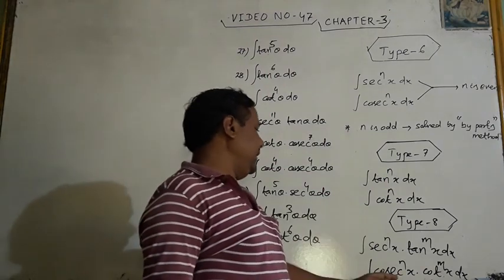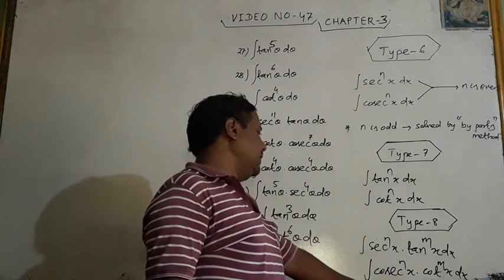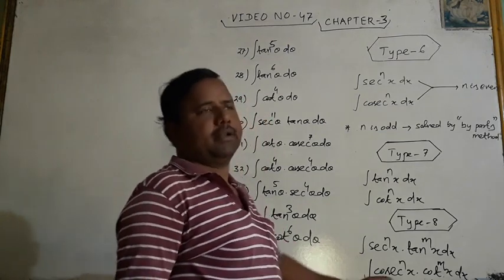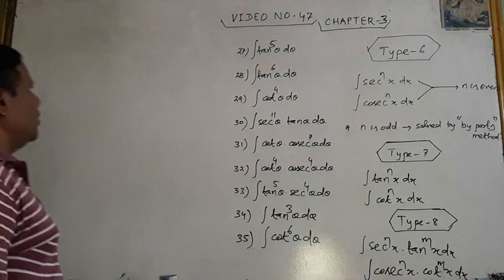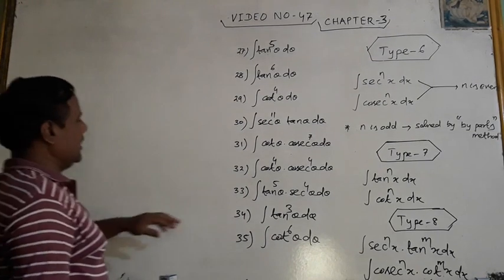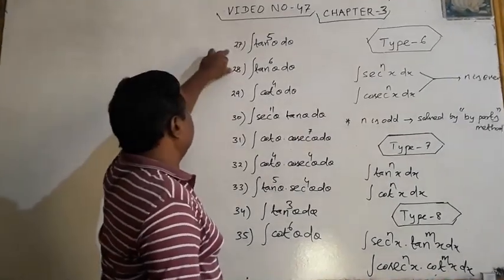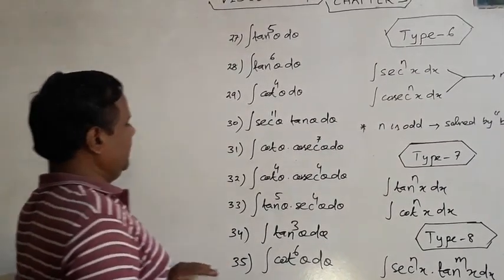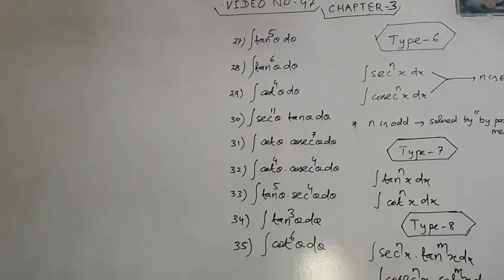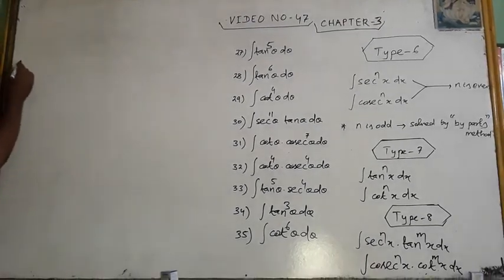And in type 8 we will discuss sec power into tan power, cosec power into cot power. Now we have some problems. Look at these problems. There are similar problems like 34, 27, 28, 35. They are looking similar, similar problems I will leave. Now look at number 34.